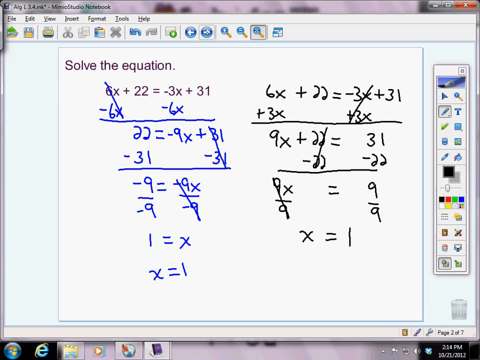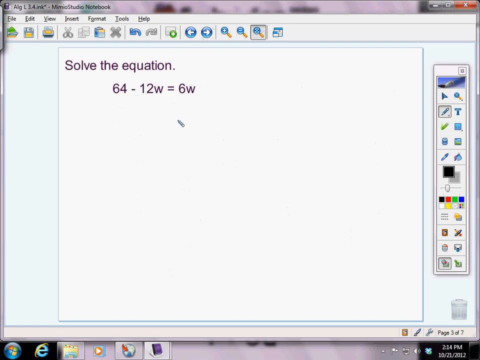Let's look at another example. 64 minus 12w equals 6w. Okay, so again, let's get rid of the w's on one of the sides. I'm sorry, before we do that, we should simplify each side.